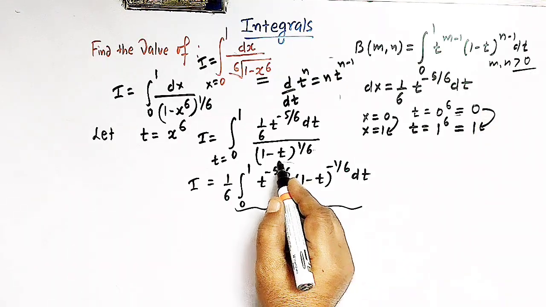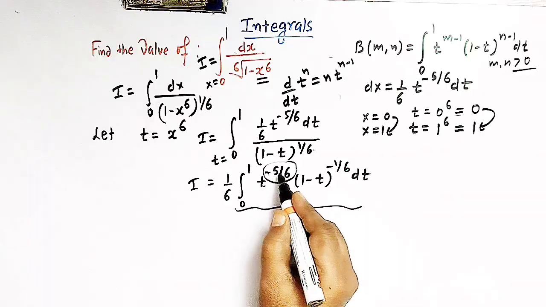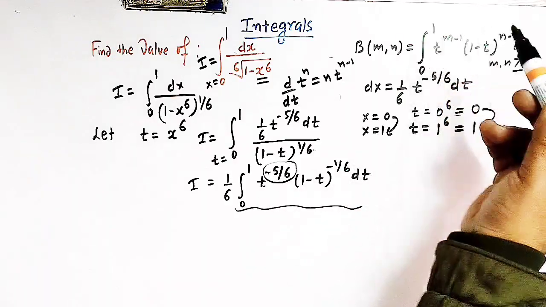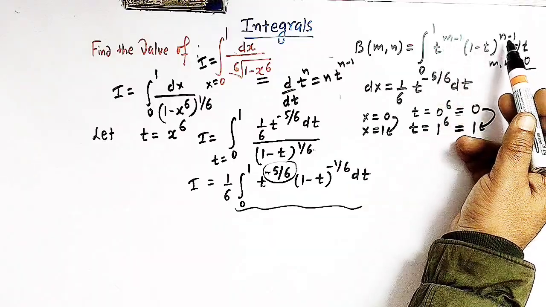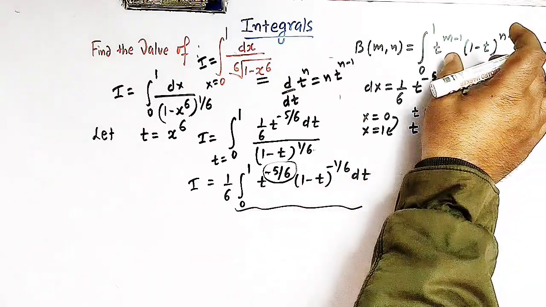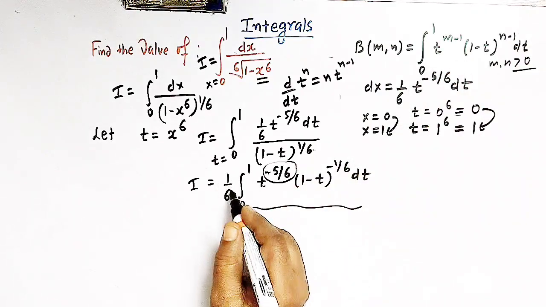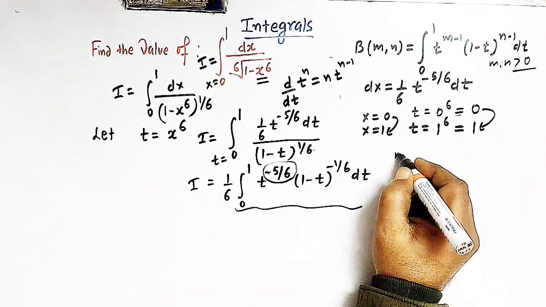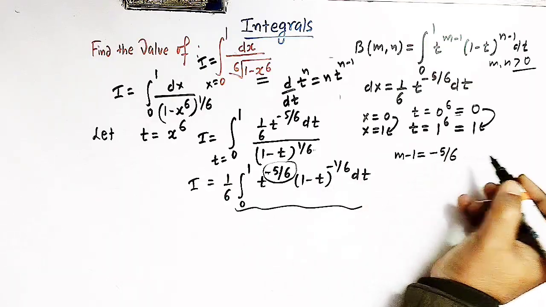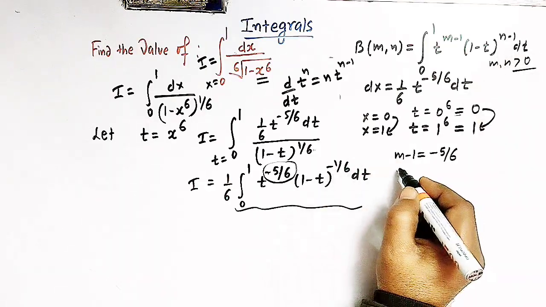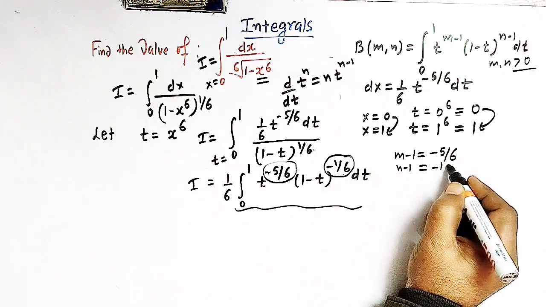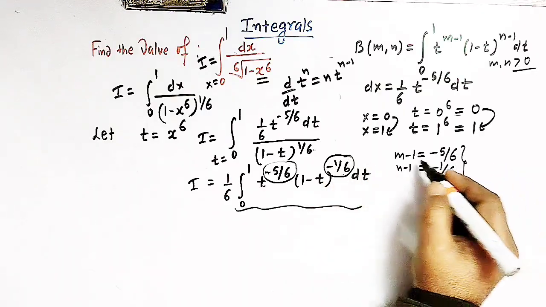Right, so here we have t raised to minus 5 over 6, and here we have t raised to m minus 1. So now we need to find out the values of m and n. So we can compare this integral with this one. Here we have an additional factor 1 over 6. So now m minus 1 can be written as minus 5 over 6, and n minus 1 can be written as minus 1 over 6. So let us solve these two equations.